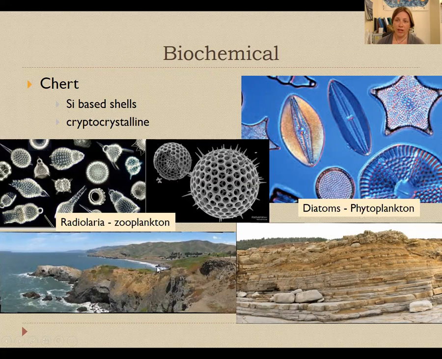This is in Golden Gate National Recreation Area, just north of San Francisco. You can see all these beautiful chert layers. And many tribes in California have historically used chert as a really sharp implement, kind of similar to obsidian, for knives and arrowheads and stuff. So it has that glassy quality to it, similar to obsidian.